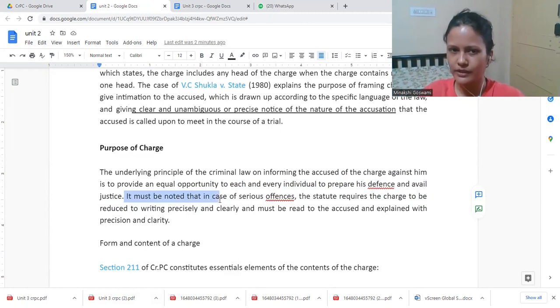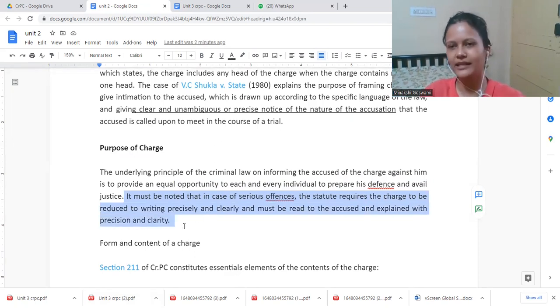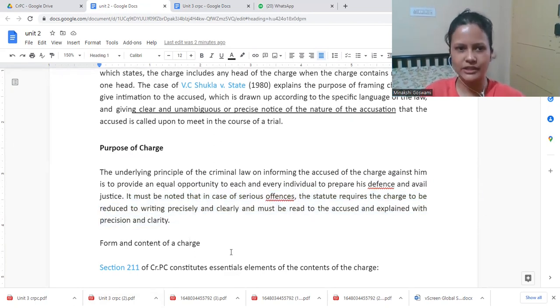It must be noted that in case of serious offenses, the statute requires the charge to be reduced to writing precisely and clearly, and it must be read to the accused and explained with precision and clarity. Also, what are the charges? He will be informed that these are the final charges for which you will be tried. Do you plead guilty or do you not plead guilty, right? And it's very important that he is informed of the accusations that are there.